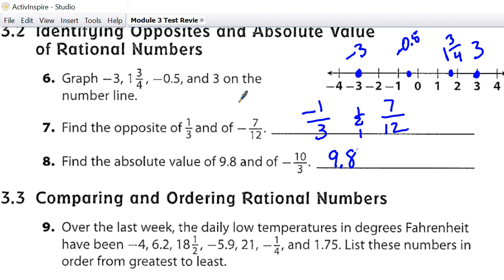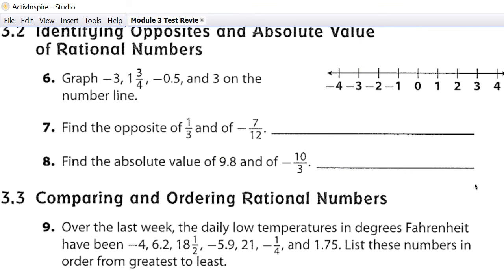If you think to yourself, how could the absolute value be the same thing? Well, when it comes to a positive number, like 9.8, the absolute value is itself. You should also remember that when it comes to a negative number, like negative 10/3, the absolute value is its opposite. So the second answer here, negative 10/3 is 10/3 spaces away from 0. It's 10/3. Remember, absolute values are always positive, except technically for 0.